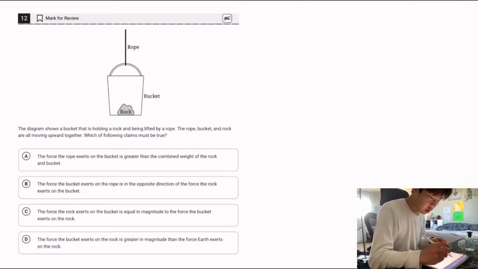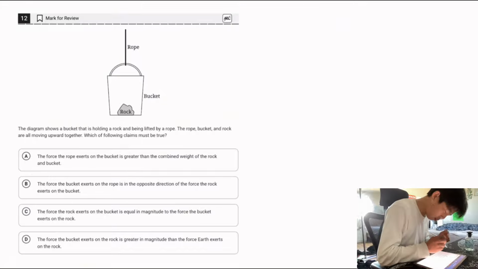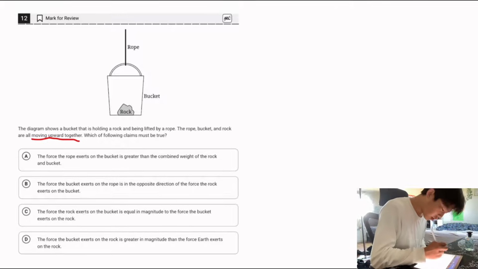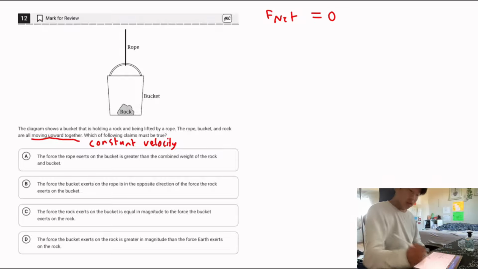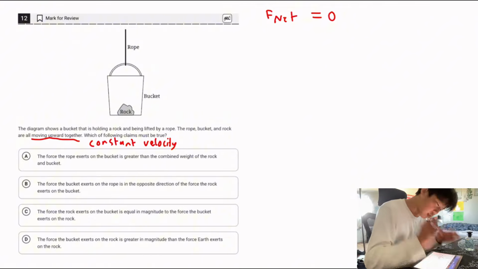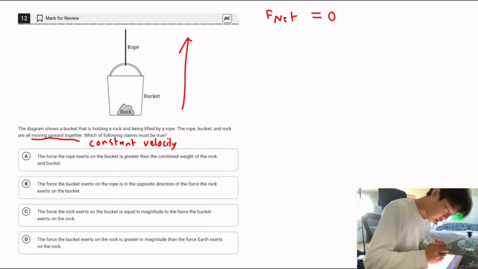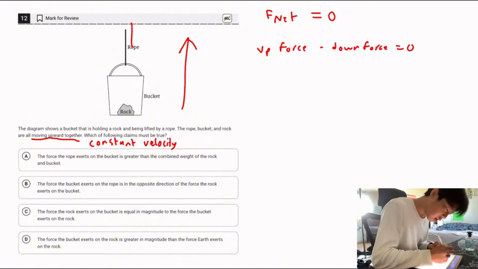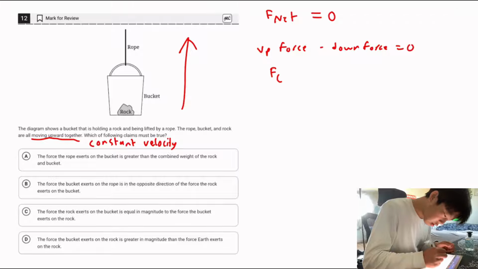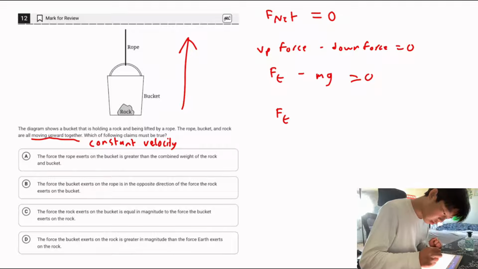All right, for this next question, it's asking about rope, bucket, altogether moving. So I'm just going to assume that this means constant velocity to make my life easier. And what do we know about constant velocity? That means F net is equal to 0. So what is the direction of acceleration in this case? Guys, we've literally gone over this 100 times. It's going to be upwards, which means we're going to do up force minus the down force is equal to 0. The up force is going to be Ft, force of tension, minus the down force, which is mg, equals 0, which means Ft is equal to mg.